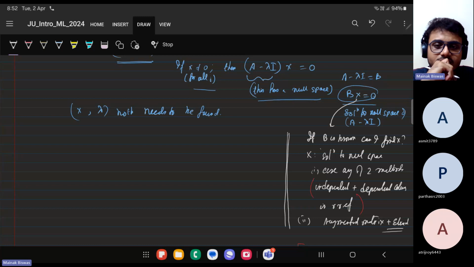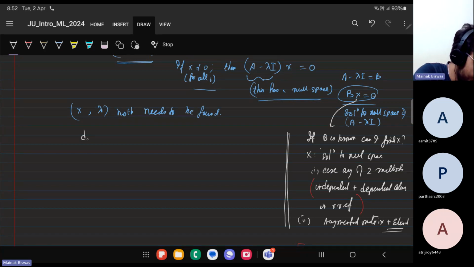You know this already. Determinant of A minus lambda I, we will tell it is 0, and by that we will find the lambda. You have learned this, I know. Tell me, why is the determinant of A minus lambda I equal to 0?